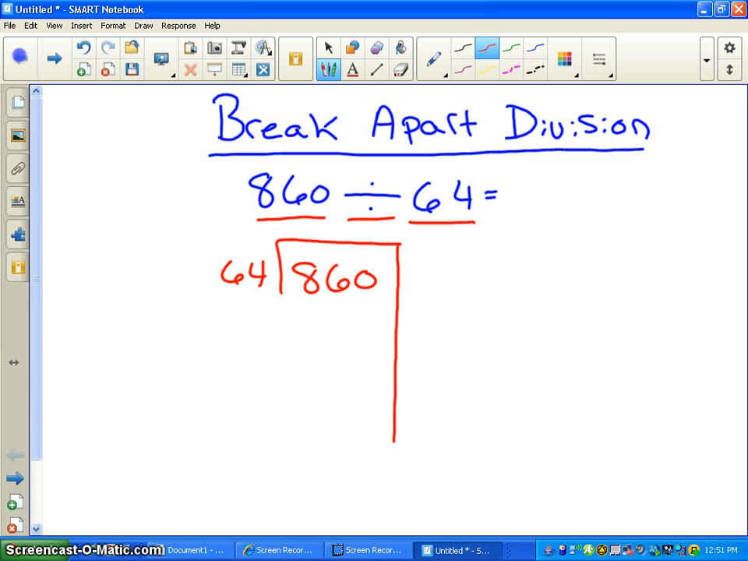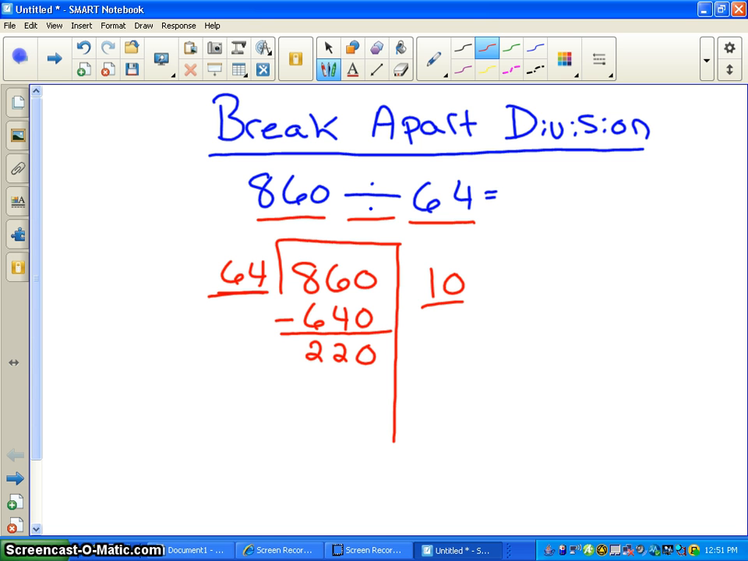So the first thing we need to do is think about 64 times what is going to get us close to 860. Well, I really don't know that answer off the top of my head, but I like to deal with numbers such as 10. So I know that if I put a 10 over here, 10 times 64 is 640. I then subtract, because I've eliminated 640 of the possible 860. I know that I now have 220.